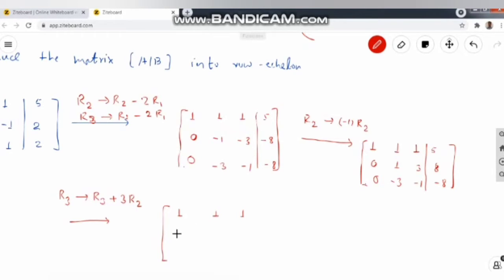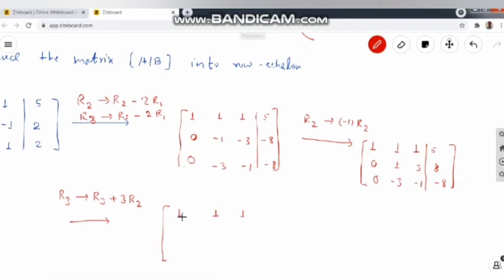Sir, can it not be R1? Sorry? Instead of 3R2, can it not be 3R1? If you take 3R1, then what will happen? This entry is already 0. So at this place you will get 1 here, but that we don't want, right? Okay. Thank you.